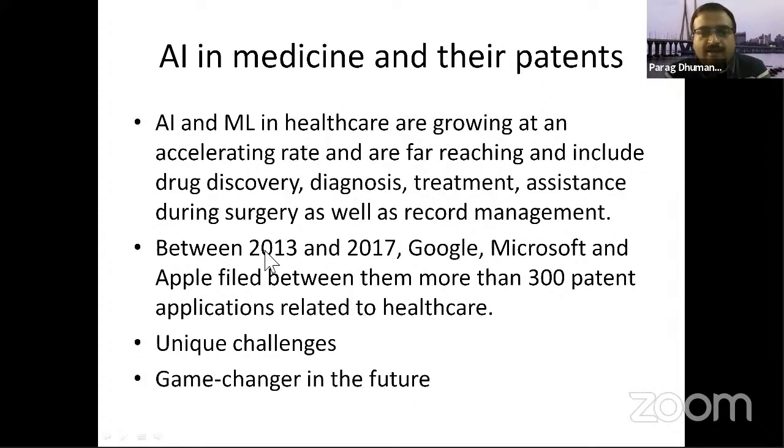So to give an idea, between these 4 years, this data is not updated, but must have increased. The companies like Google, Microsoft, and Apple, they have filed for 300 patent applications related to healthcare, like your smart watches. They all have gone through this process of the patent application, and these are the game changers in the future.